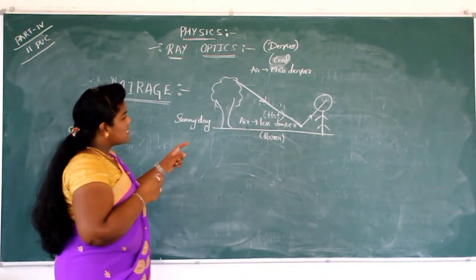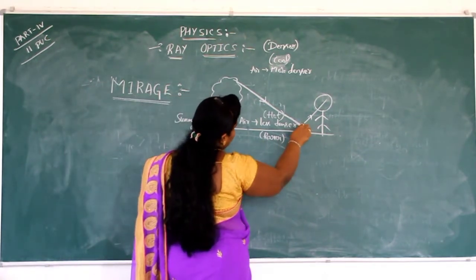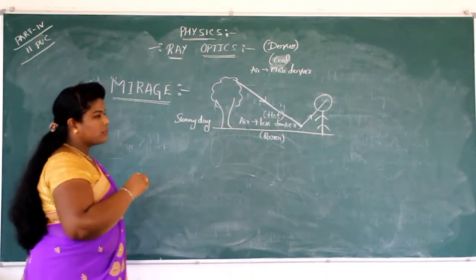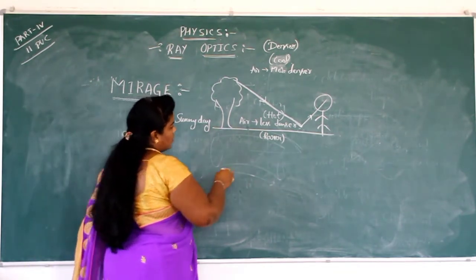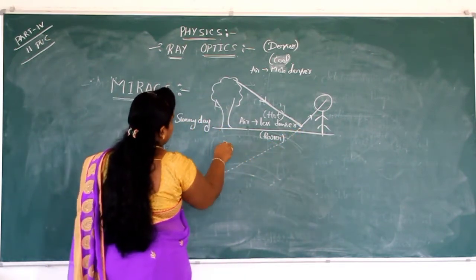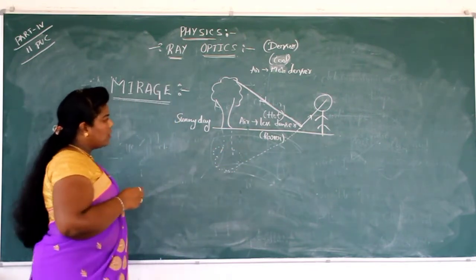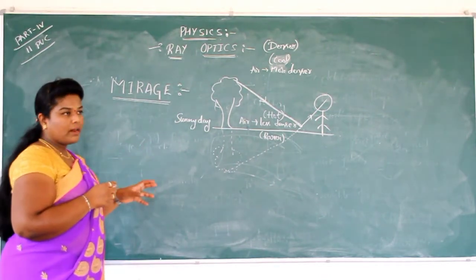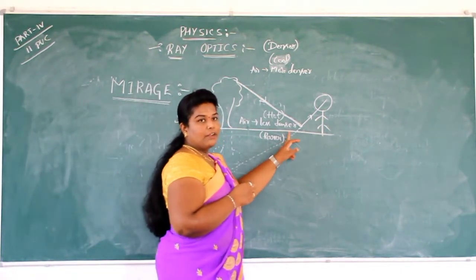Dear students, this ray of light is reflected from the sun. Now if I extend this ray, you can observe that for the person, the tree appears to be in this direction. It means an inverted image has been formed. Not only that, here the ray of light shows this phenomenon due to the sun, but the ray of light is totally internally reflected.